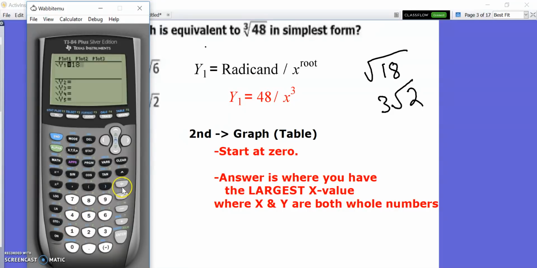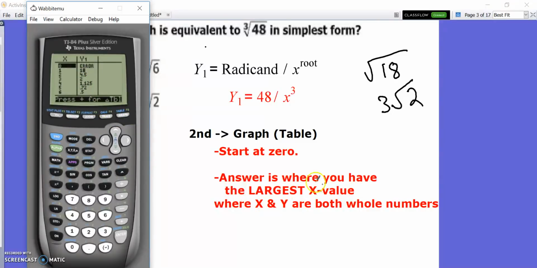divided by, and then we're taking the square root. So for a square root, you have to know there's an invisible 2 right here. So it's going to be divided by x squared. You can either hit caret and 2, or you can hit this key right here. It automatically squares it for you. Okay. The next step was to go to your table, and you have to start at 0.